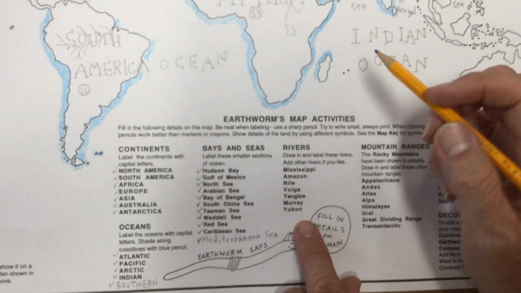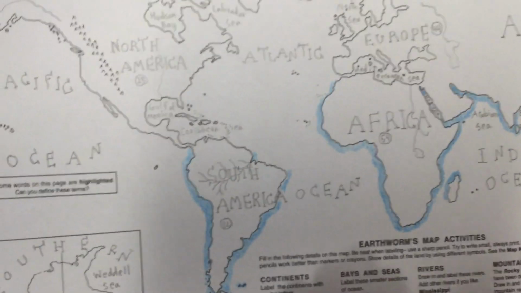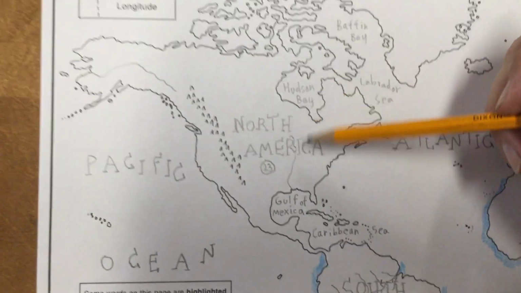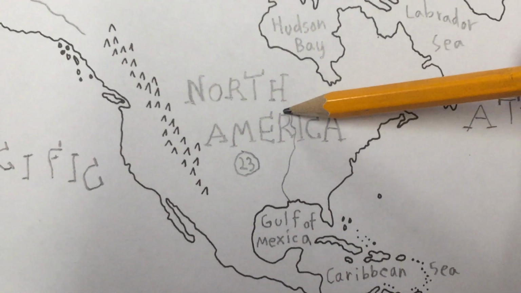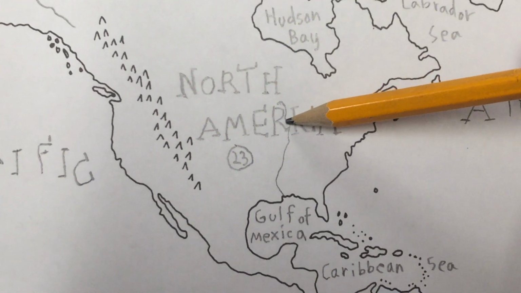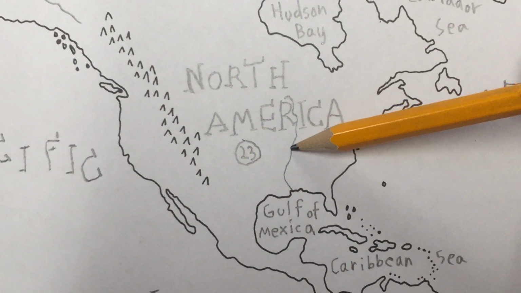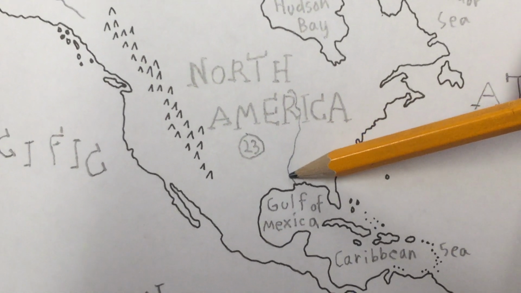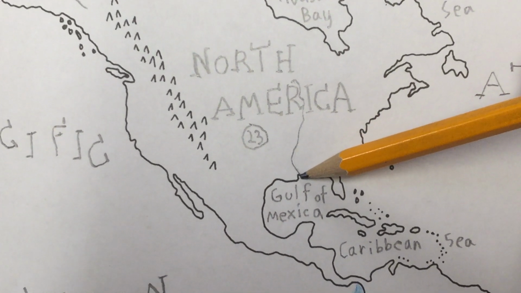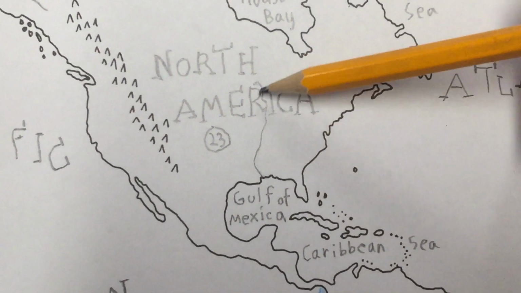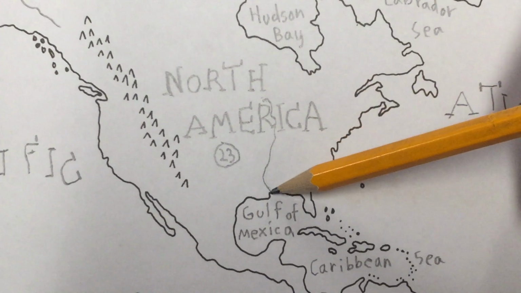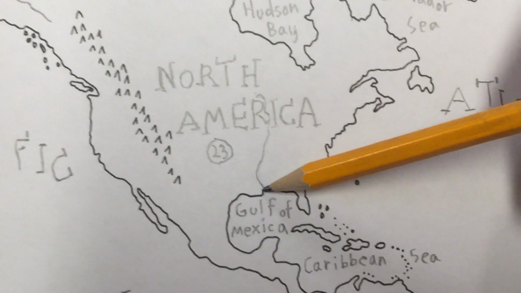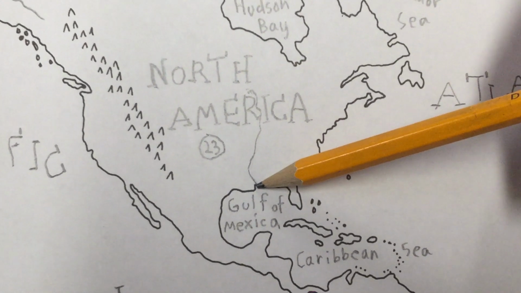So let's start with the Mississippi. I've actually sketched it in. If you look over here closely, the Mississippi starts right about here and it goes straight down all the way to the Gulf of Mexico where it enters in. Now the beginning of the river, they call the source of the river. And where it enters into the sea, they call that the mouth of the river.